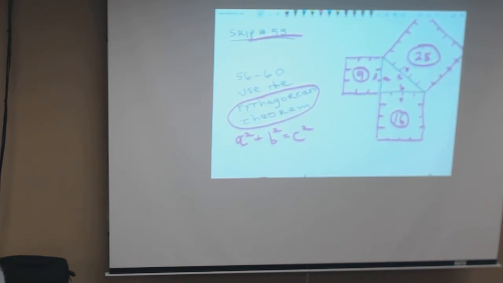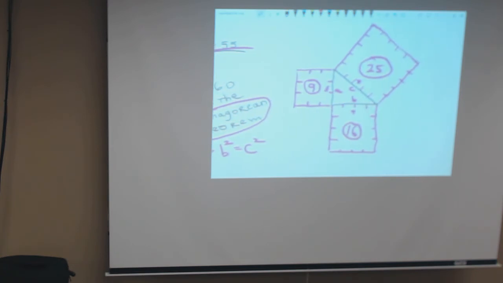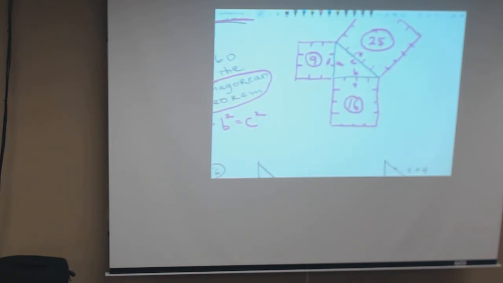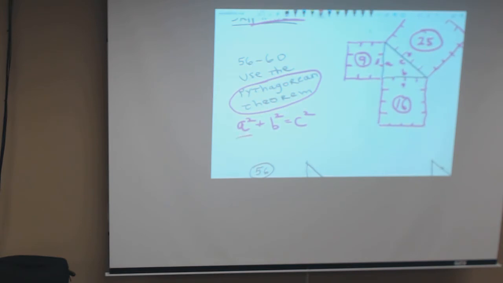And 56 is use the Pythagorean theorem. Does everyone know what the Pythagorean theorem says? It says A squared plus B squared equals C squared. Here's A, here's B, here's C in a right triangle. Has to be a right triangle. 3 squared is 9. 5 squared is 25. 4 squared is 16. And 9 plus 16 adds up to 25.